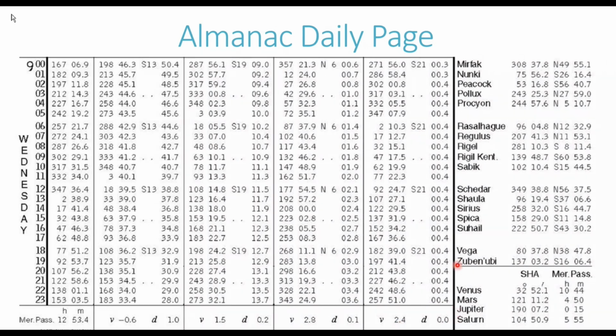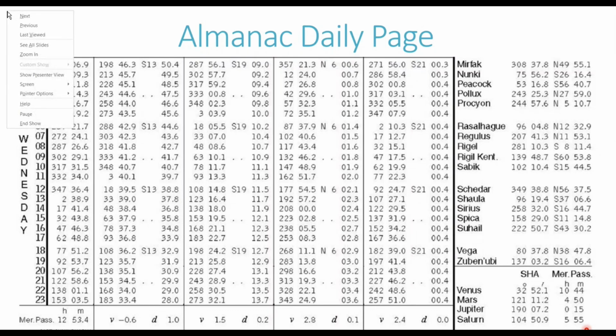Then on the right hand side, you see bottom part, right hand side, you have the SHA of all the 4 planets. Venus, Mars, Jupiter, and Saturn, their SHA is mentioned here. And along with the SHA, the meridian passage time of the planets is also mentioned. This is the LMT meridian passage of all the 4 planets.